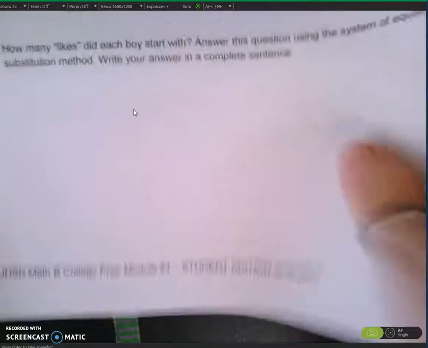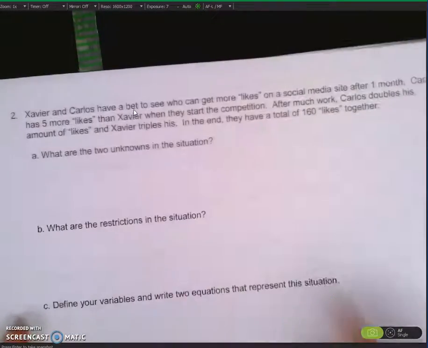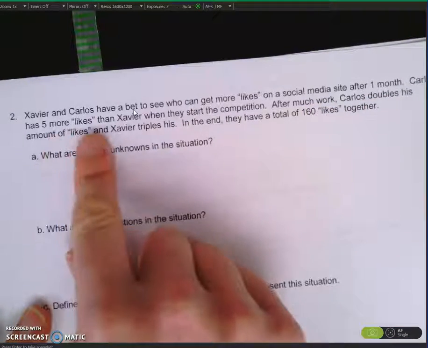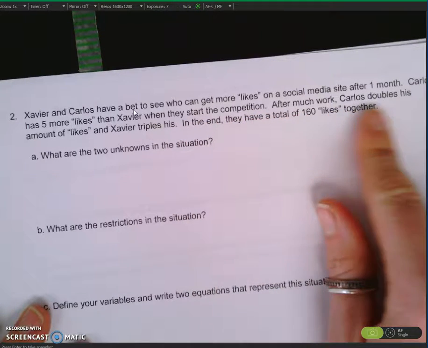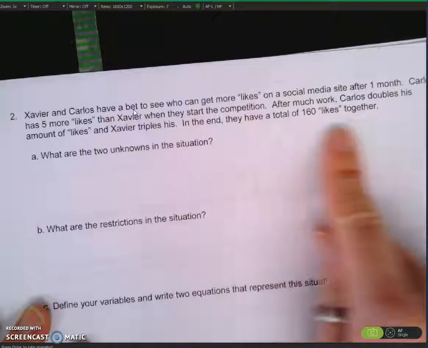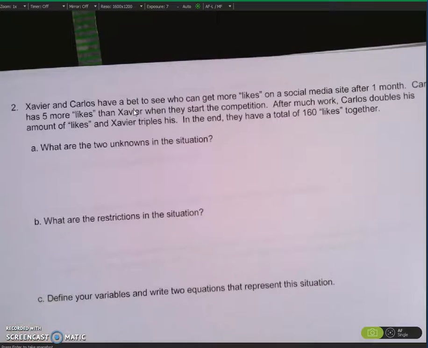Turning the page, looking at number 2, we have Xavier and Carlos, and they have a bet on who can get more likes on a social media site after 1 month. Carlos has 5 more likes than Xavier when they start the competition. After much work, Carlos doubles his amount of likes and Xavier triples his. In the end, they have a total of 160 likes together. Go ahead, read the problem again and make sure to underline the important information.